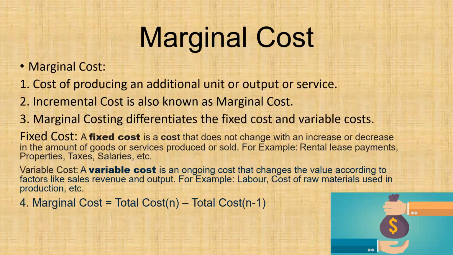So can somebody tell me what is the definition of incremental cost? Nobody? All right. The cost of producing one additional unit. Yeah, yeah. So marginal cost and incremental cost are basically the same. All right, you got it right. Okay, so marginal costing differentiates the fixed cost and variable cost. So can somebody tell me what is the meaning of fixed cost and variable cost in simple terms, not complicated terms, simple terms?